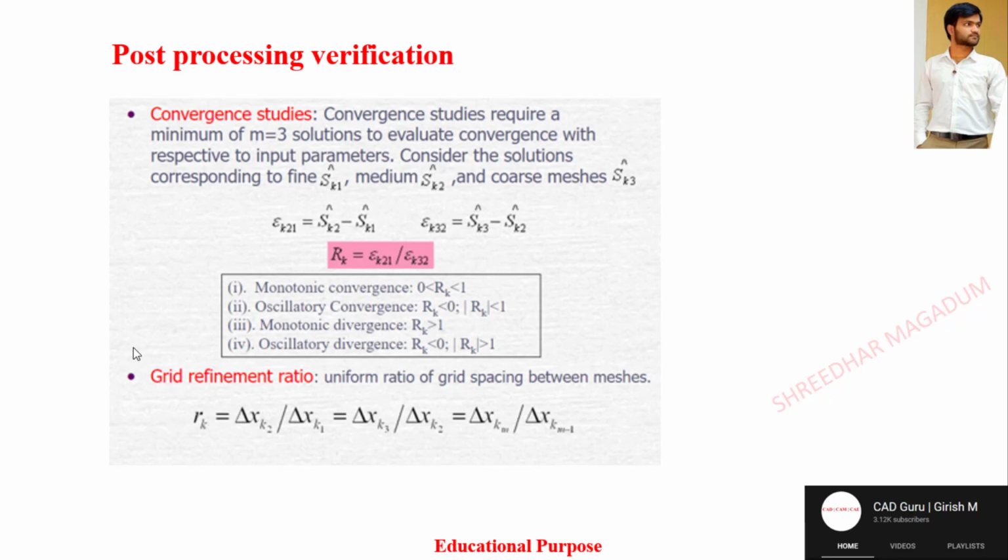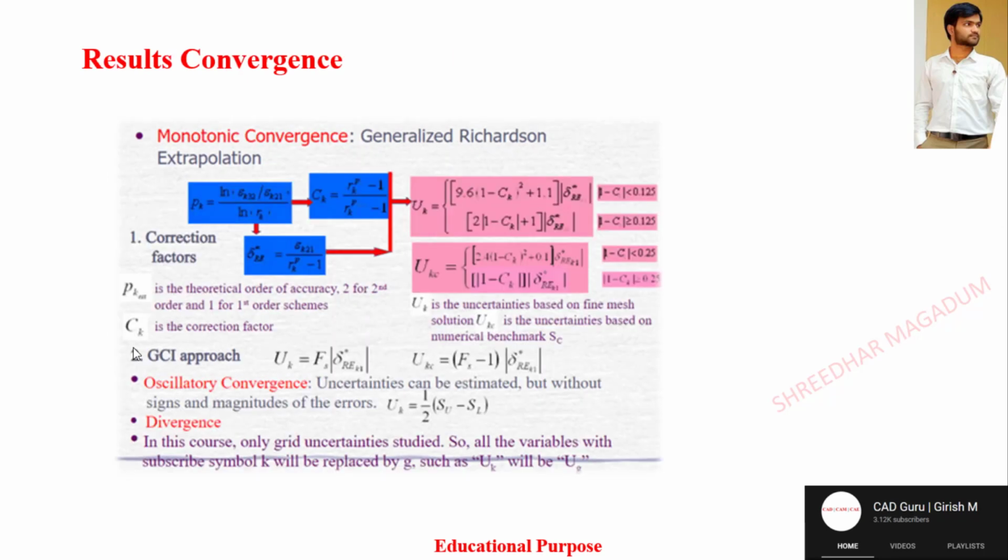So this is a few explanation about the convergence studies. You can go ahead with this. And again, if I am going to consider monotonic convergence, you can use Richardson's extrapolation method. The correction factors we need to define, right? So a few explanations about it.